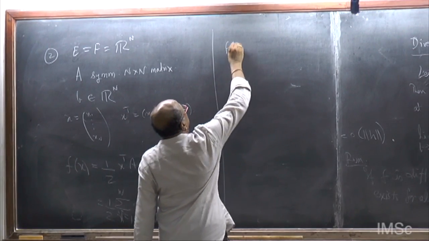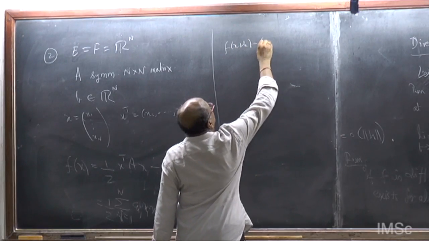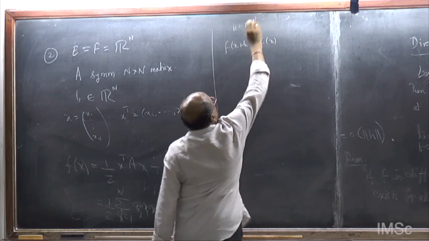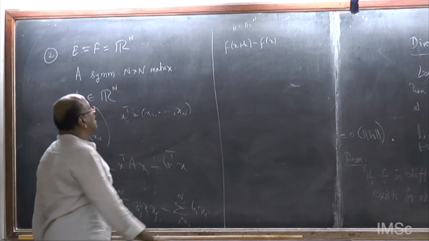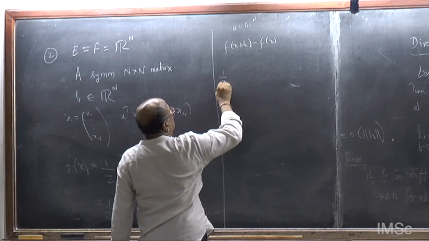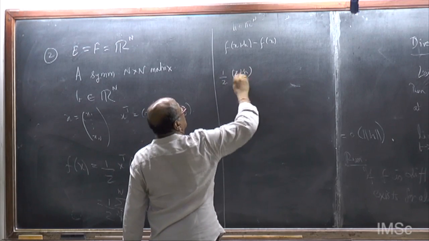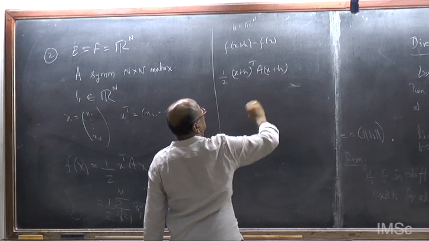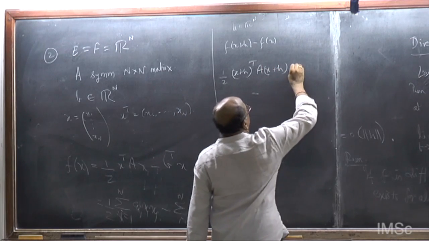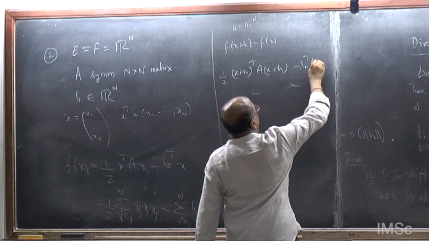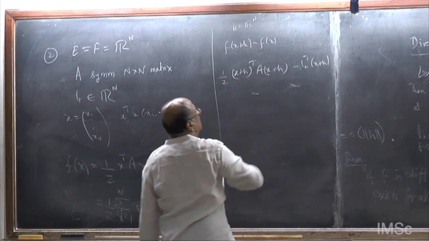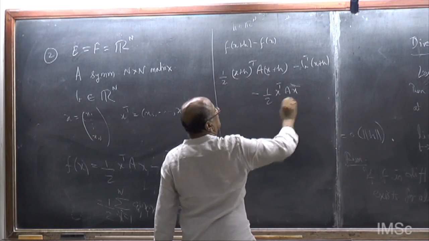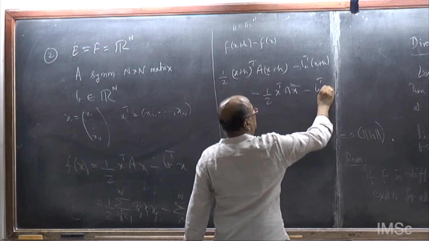So, f of x plus h minus f of x. So, h is in Rn. So, this is 1/2 of x plus h transpose A x plus h minus B transpose x plus h minus 1/2 of x transpose Ax minus B transpose x.